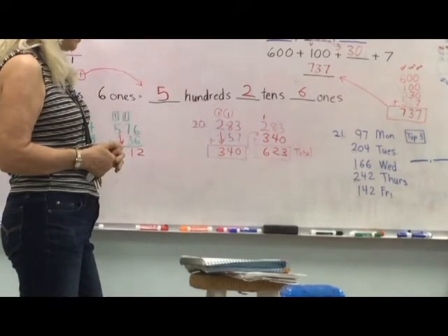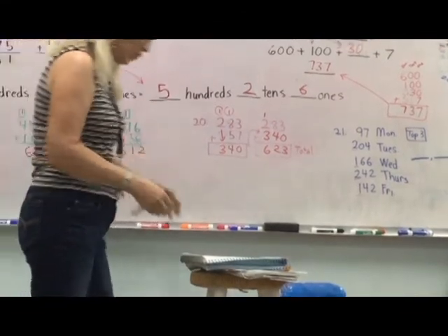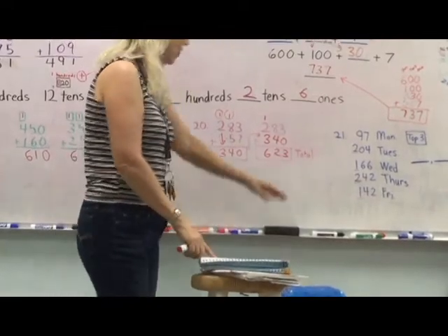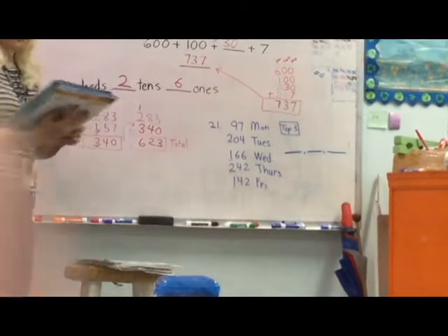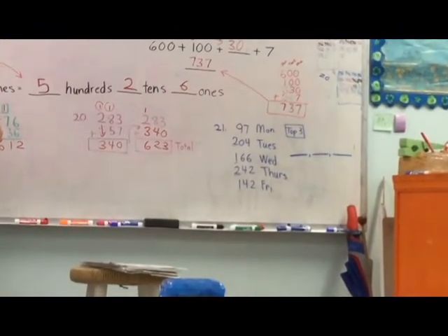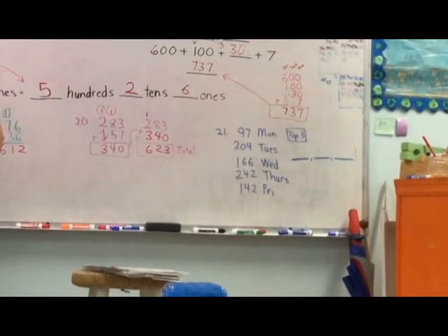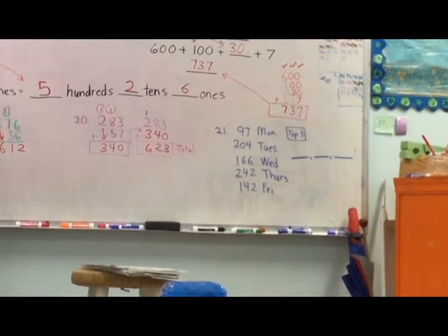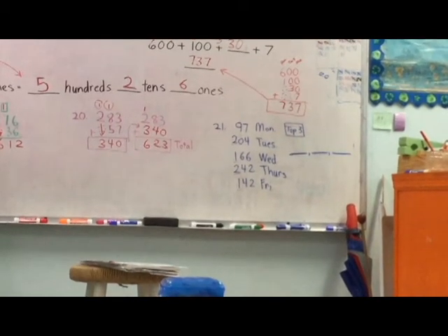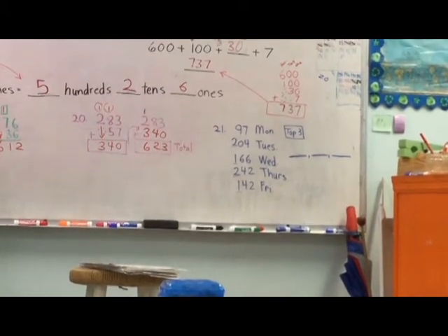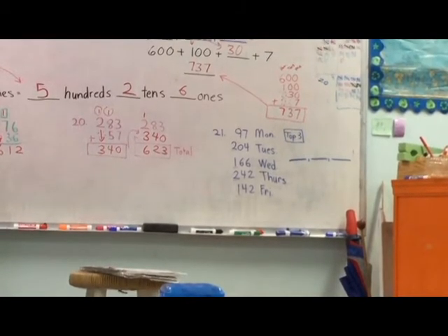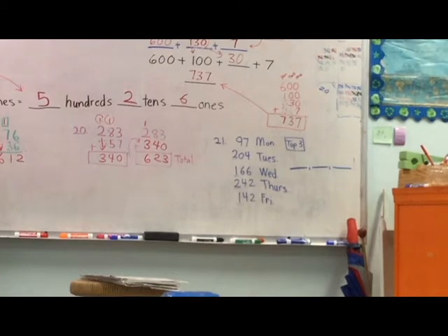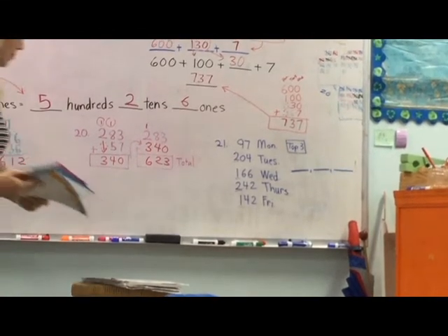Now, on number 21 again, you have to think about what you're doing. So I put down, let me read it first to you though. It says, the school recycled 97 bottles on Monday, 204 bottles on Tuesday, 166 bottles on Wednesday, and it recycled 242 bottles on Thursday, and 145 bottles on Friday. How many bottles did the school recycle on its best 3 days?